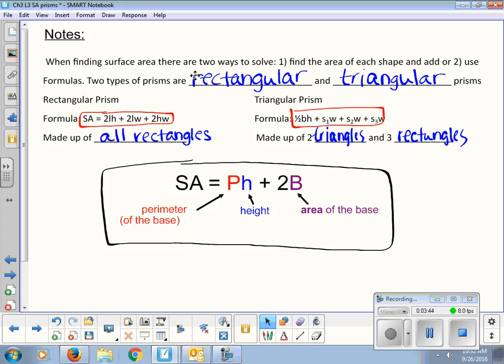So if it's a rectangular prism, you have a rectangular base. If it's a triangular prism, you have a triangular base. You multiply your perimeter times the height, and then you're going to add 2 times the area of the base. It's important that this B is capital. It is not just your base, it is the area of the base. So for triangles, you're going to use base times height divided by 2. And if you have a rectangular prism, you're just going to use base times height.